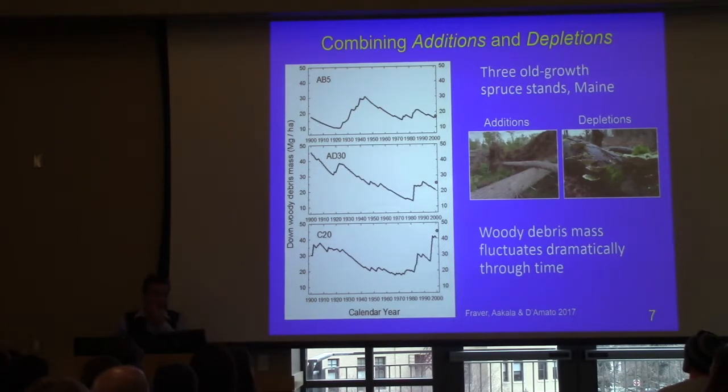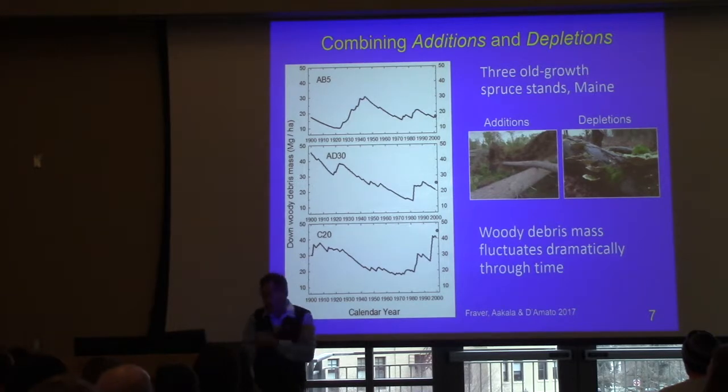So this is one method we use to ask the question, what's the range of variability in down woody debris mass over time? Well, here, at least for these sites, we have it. It ranges from somewhere around 10 megagrams to 45, right? Again, pulses, depletions. This is really difficult to do. This makes it look easy. This was a lot of work, and I wouldn't recommend it to anyone. I don't think we're going to try it again.